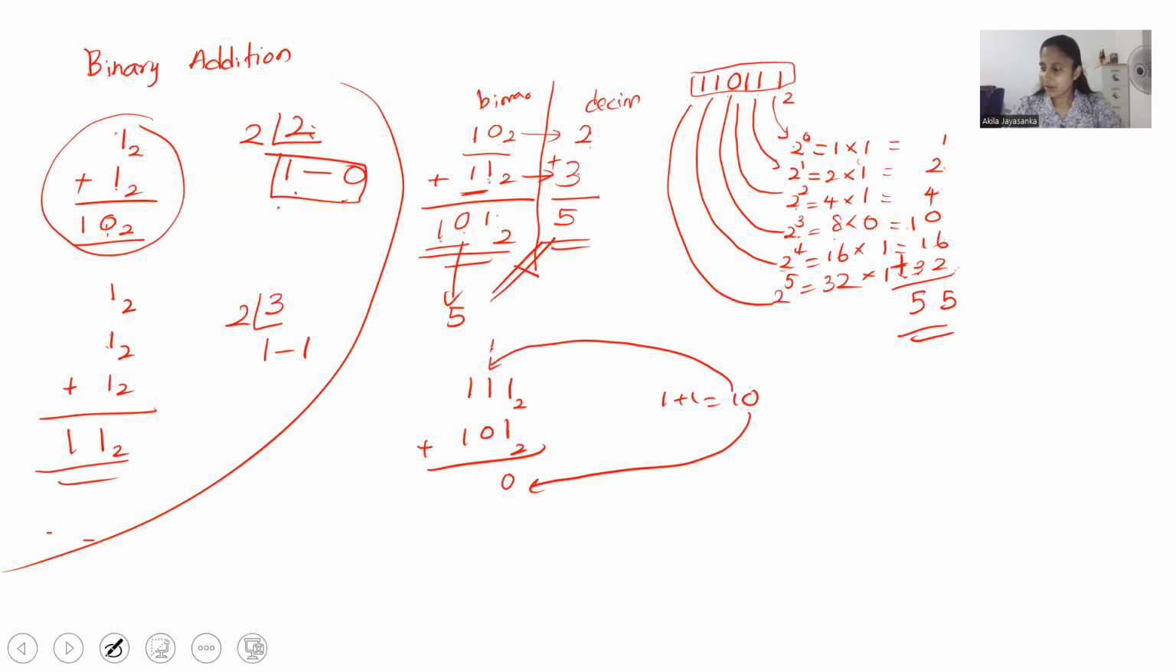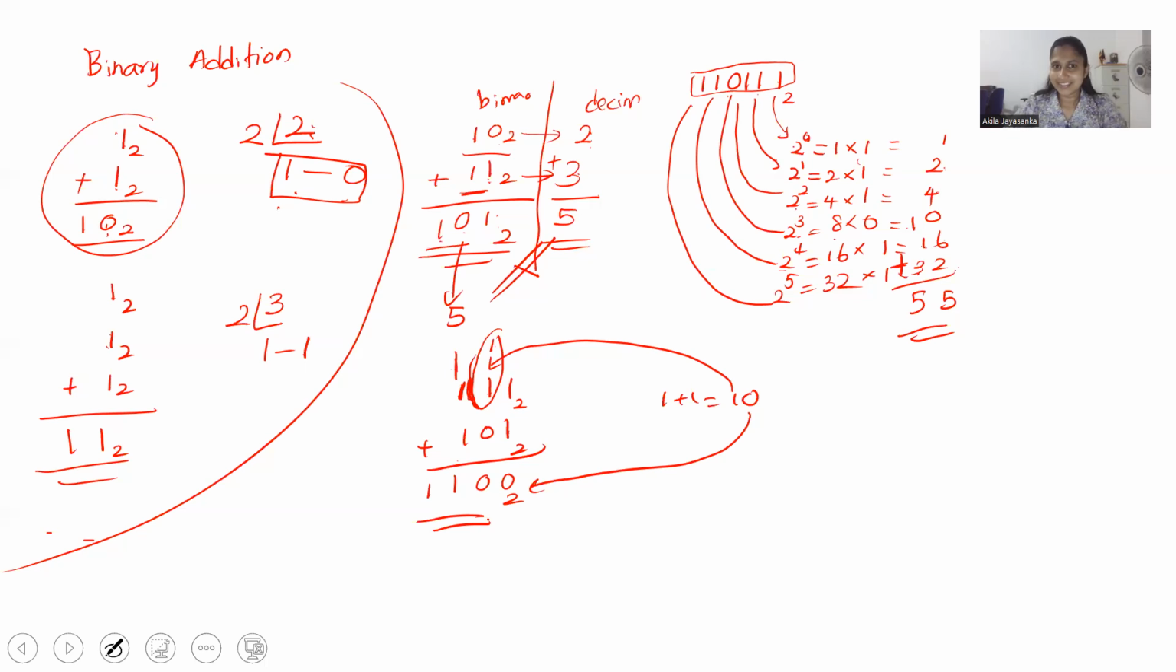Now we are going to add these two. 1 plus 1. What is the value? 1 0. Again we place 0 here and carry the remaining 1 to this place. Then we can add 1 plus 1 plus 1. What is the value? 1 1. We can place these two values as it is. This is the binary addition. Clear?